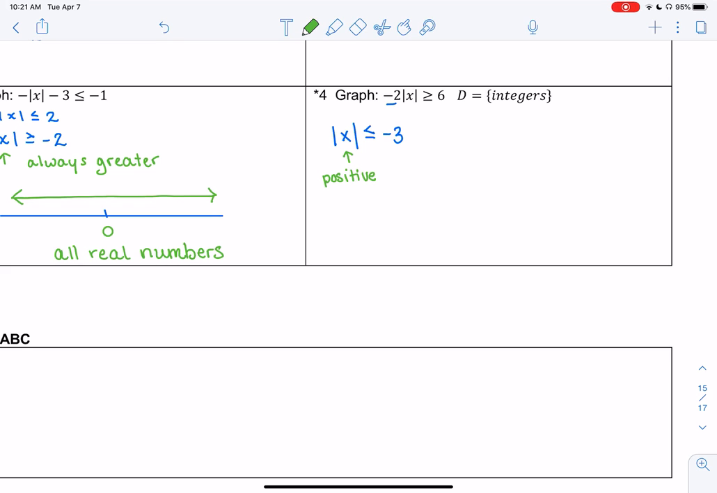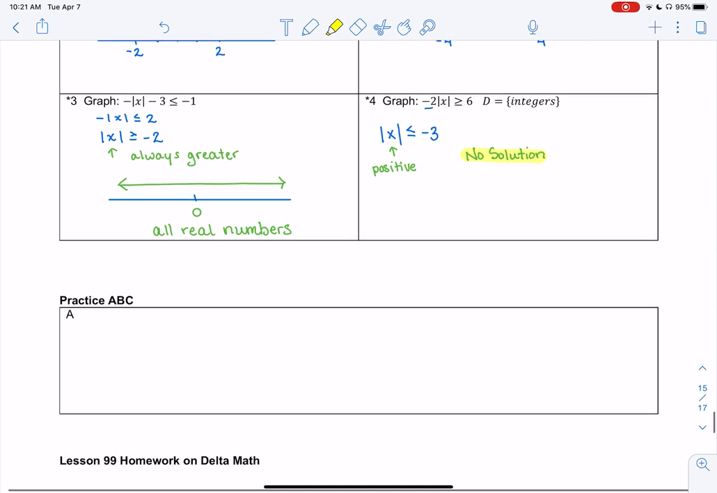It's not true that I can plug in a number and it would end up being less than or equal to -3. It's always going to end up being greater than. So when that happens, I have to put no solution. Okay, there's no solution because there's not going to be a time where you can have an absolute value less than or equal to a negative value.